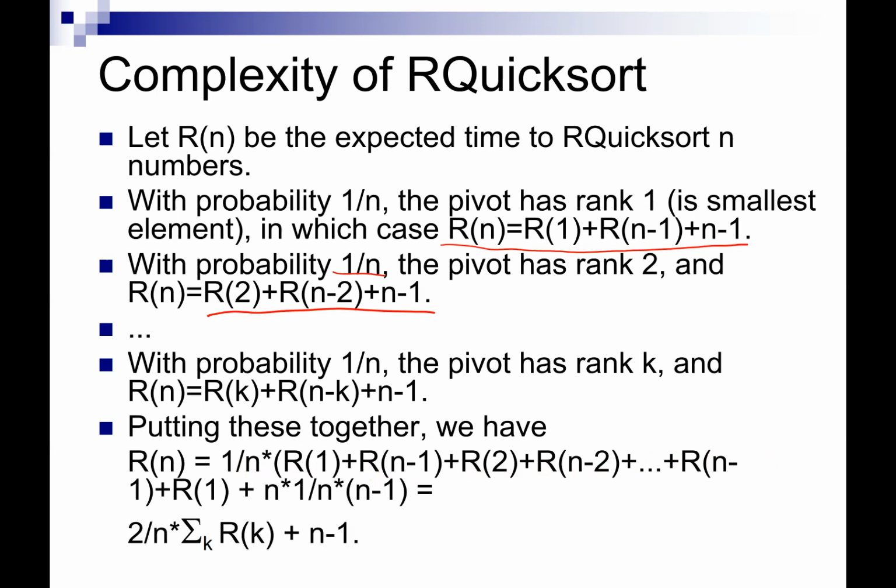And the sum is going to simplify a bit because, for example, each of these terms is going to occur twice, okay? It's going to occur once as R1 plus R of n-1, and then it's also going to occur symmetrically as R of n-1 plus R1. So each of these terms occurs twice, and we can put a 2 over here. So we get 2/n times the sum of all of these R values, for k equals 1 up to n-1, plus each one of these terms has this n-1 over here. So we have that the expected running time is equal to this sum.